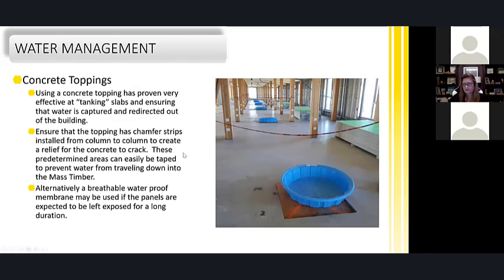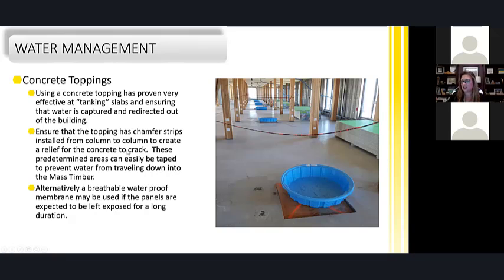Concrete topping. We still are firmly believing in the concrete topping to help us the most because of the amount of water we get on our job sites. So we use a concrete topping that basically helps us tank. We've changed how we do our connection detail with our envelope panels so that we now actually have a flashing detail that comes up in here. We no longer need to have a little curb detail on it.